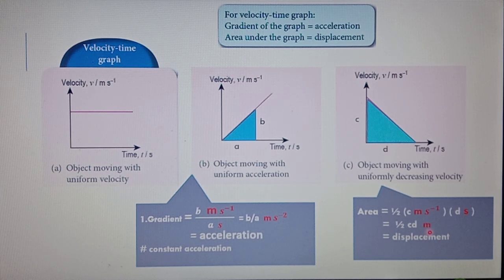So the unit meter means the area under the graph equals displacement. So for the v against t graph, what can we get from the graph? The gradient of the graph equals acceleration and the area under the graph equals displacement.